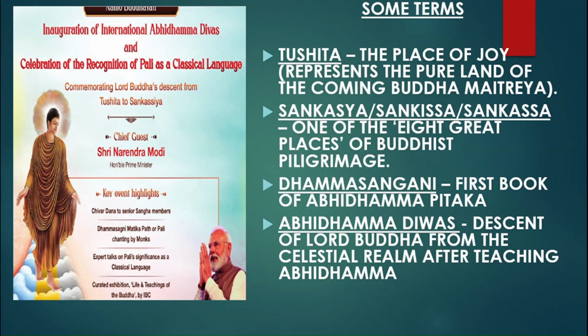The second term, Sankasya, Sankissa, Sankassa. So all the 3 terms are one and the same. What does it mean? It refers to one of the 8 great places of Buddhist pilgrimage, right? The third, Dhamma Sangani. It is the first book of Abhidhamma Pitaka, right? Then Abhidhamma Divas. It represents the descent of Lord Buddha from the celestial realm after teaching Abhidhamma. So please remember these terms and make a note of that.